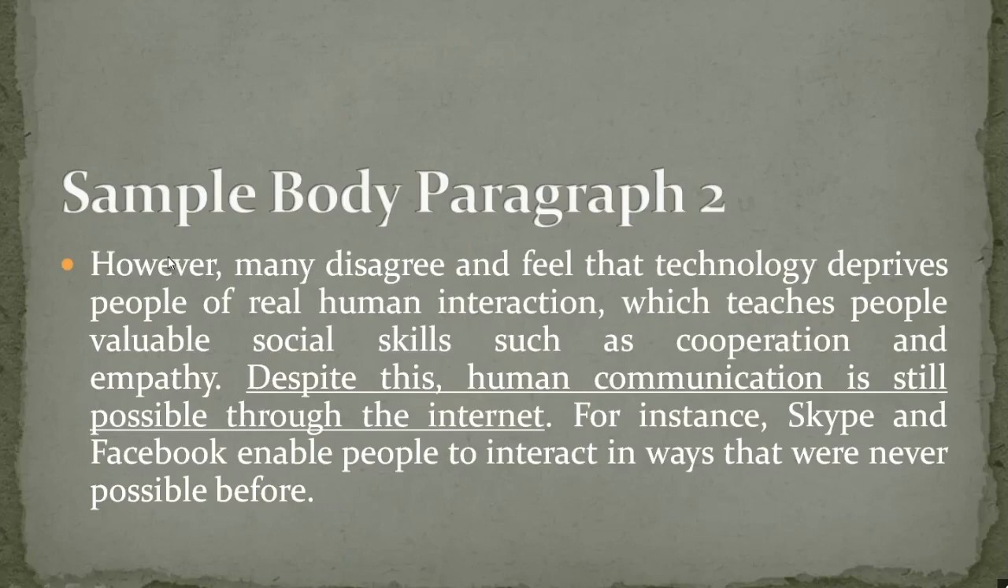However, many disagree. Using a word like however is important because you have two different opinions and one of them contradicts the other. So it's important to use words that indicate that there's a contrast. However, on the other hand, in contrast, anything like that. Many disagree and feel that technology deprives people of real human interaction, which teaches people valuable skills such as cooperation and empathy. So you have the topic sentence, it should end here. And this is the explanation. This is actually a different sentence, but you could merge them together.